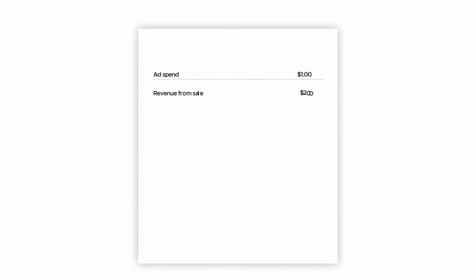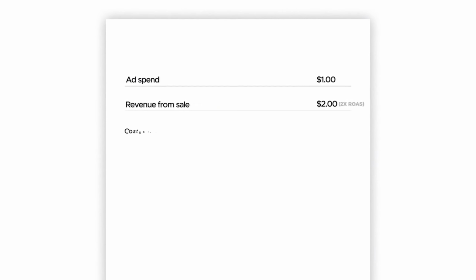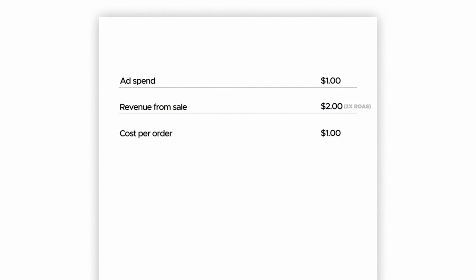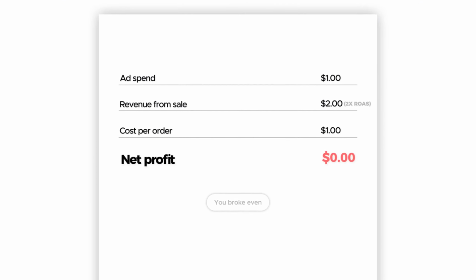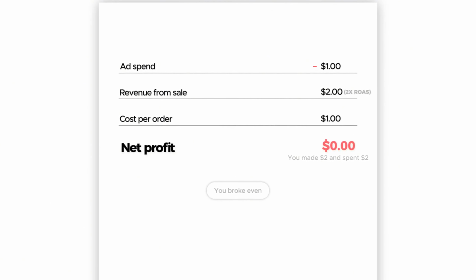a different story. Now, if you spend $1 on ads and generate $2 in revenue, that's a 2x ROAS. But if your costs are $1 per order, you didn't make any profit. You broke even. You made $2 and spent $2, one on ads and one in your costs. So how do you calculate all this?